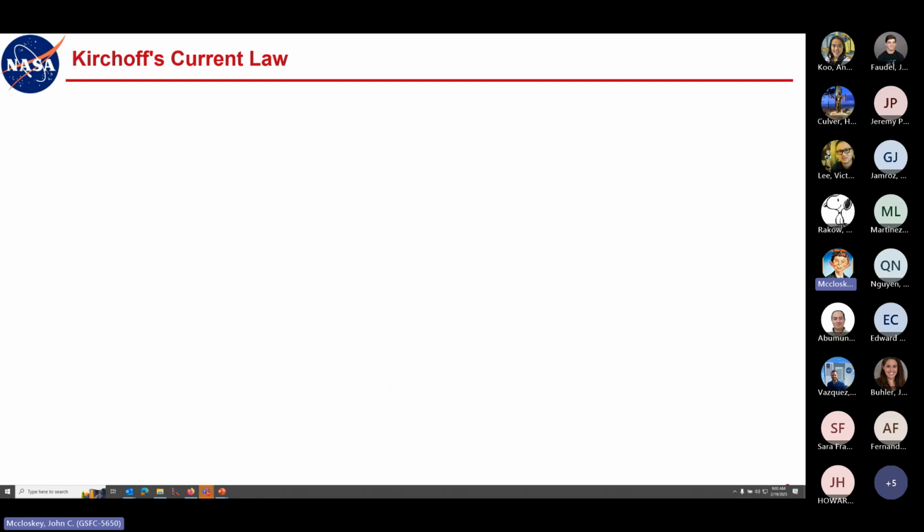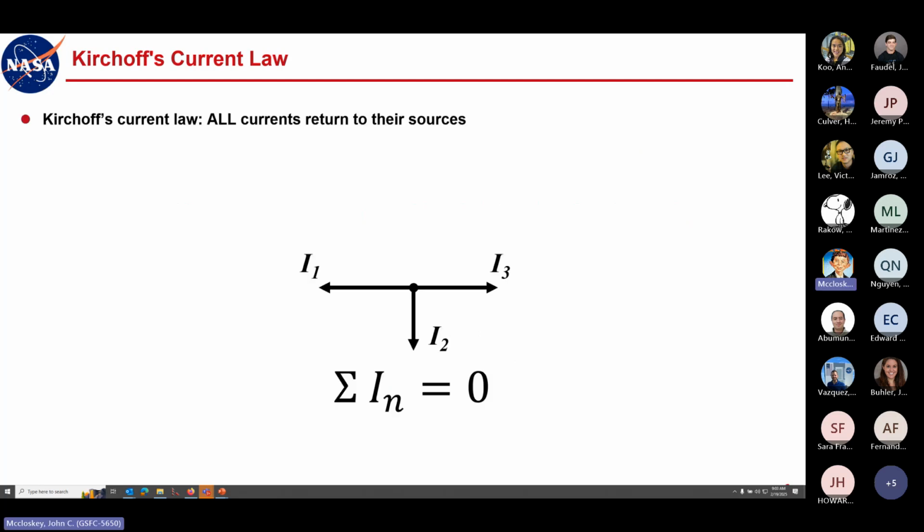So with that, we will start with Kirchhoff's current law. Kirchhoff is just the messenger. It's really Mother Nature that says that all currents will return to their sources, or the way it's traditionally stated, all currents into or out of a node, the sum of all currents into or out of a node must equal zero. But from an EMI perspective, it's helpful to just think of it as all currents must return to their sources. If you have a source of current, it must come back, and it will come back.